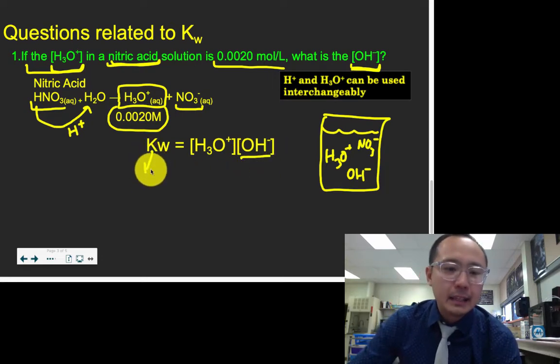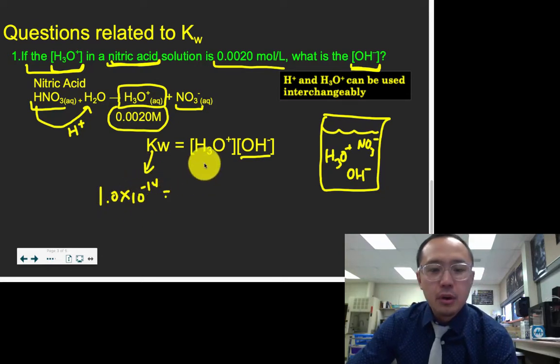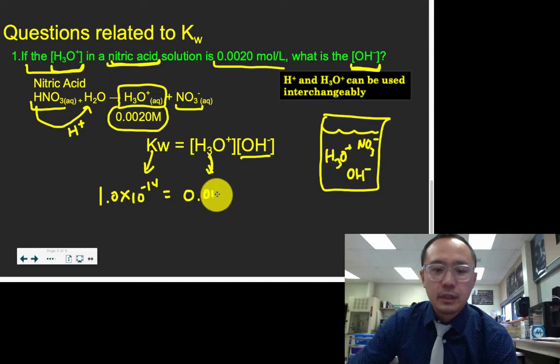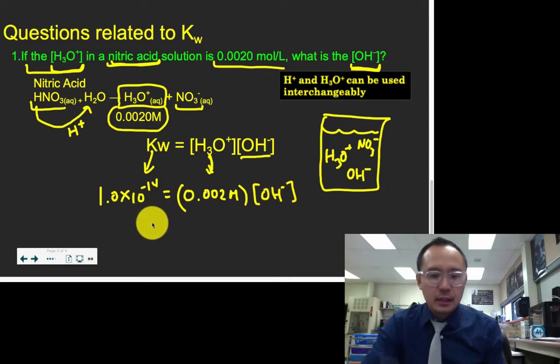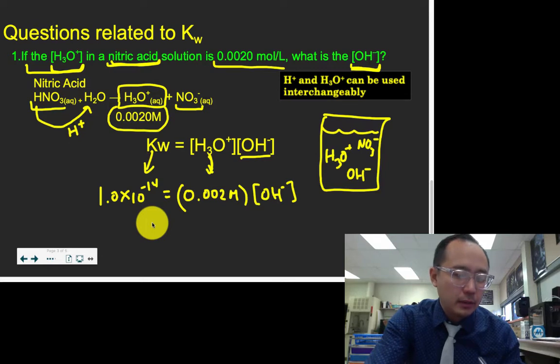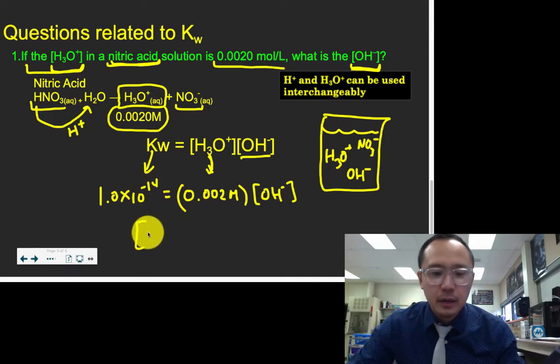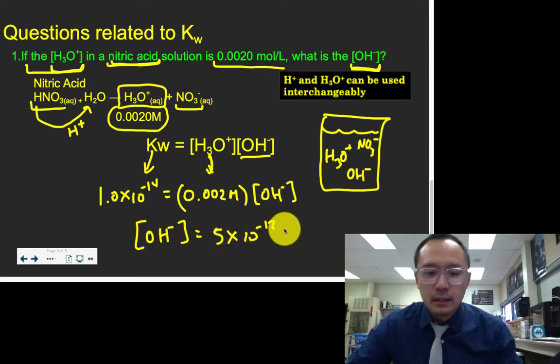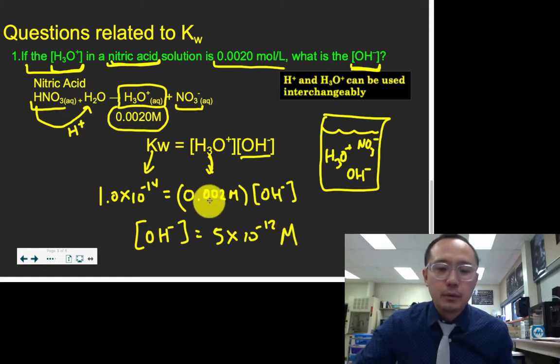Well, we know what my Kw is, which is 1.0 times 10 to the negative 14, a very small number. We know the concentration of your hydronium ion, which is 0.002 molar. And then we are trying to find the OH, so I'm just going to leave my hydroxide here. Once you punch this in and calculate this, 10 to the negative 14 divided by 0.002, you get an answer of, so this is my OH negative, is equal to 5 times 10 to the negative 12, and this is concentration, so I should have molarity or moles per liter.